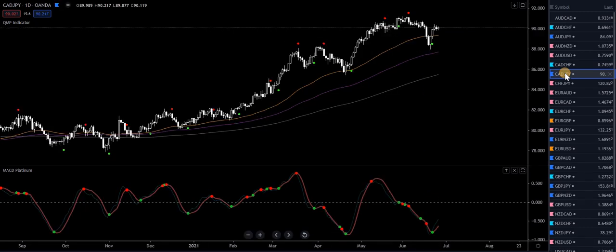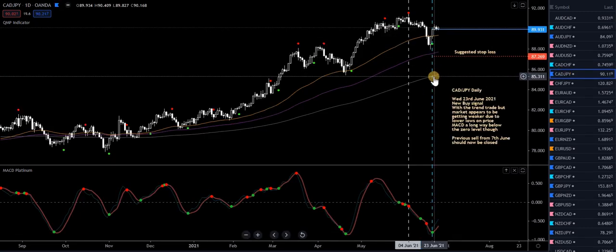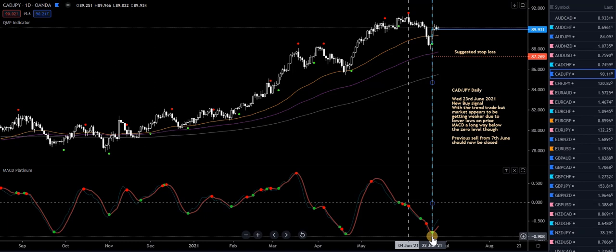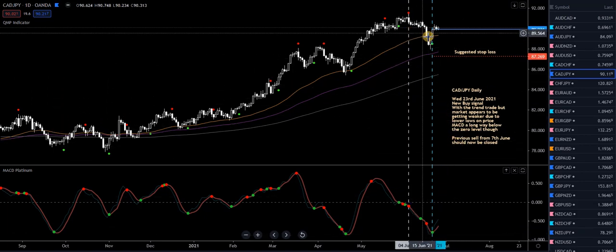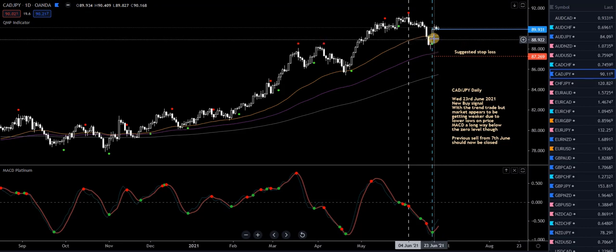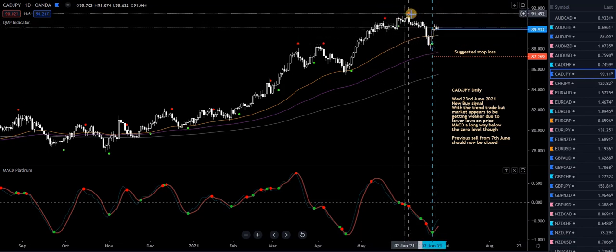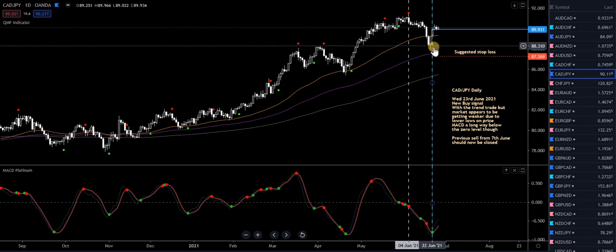CAD yen. It's a buy going nowhere, like a lot of these pairs at the moment. MACD Platinum's below the zero. Another one that had a sell on that I told you should have been closed, which would have been profitable. No worries at all. Now we're in a buy. It's going nowhere. Really have to break this previous high to get excited about this.